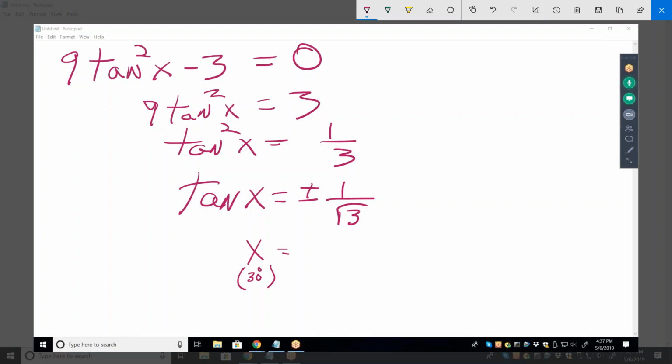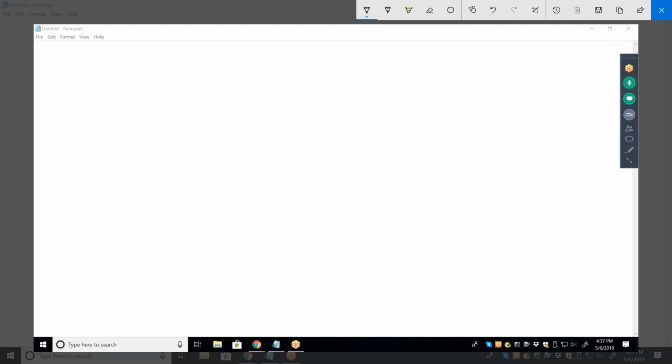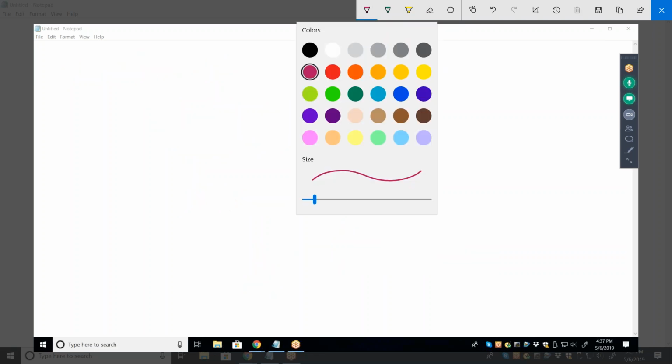And now give me, it's clearly going to be all 4 quadrants, right? There's one. And then 150 degrees. And then 210 degrees. And then 330 degrees. There you go. Now you're getting fast at it. All right, that's good. What else?